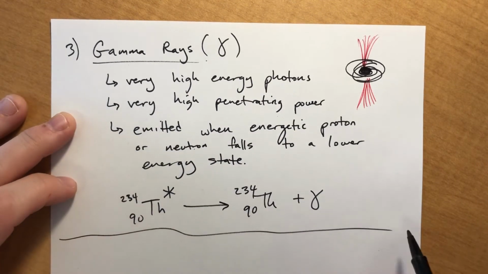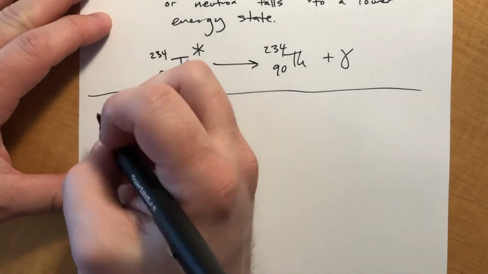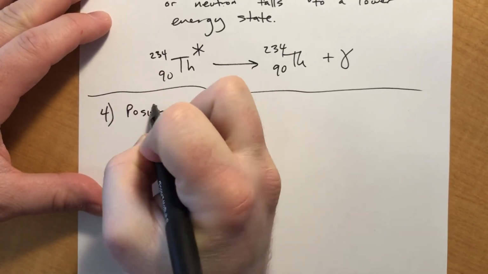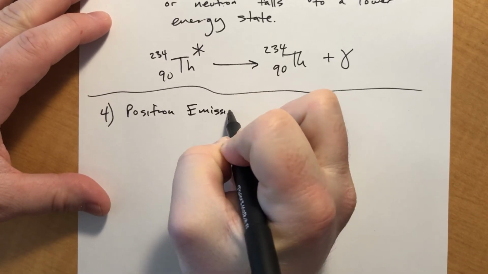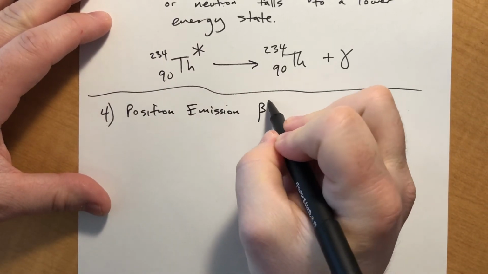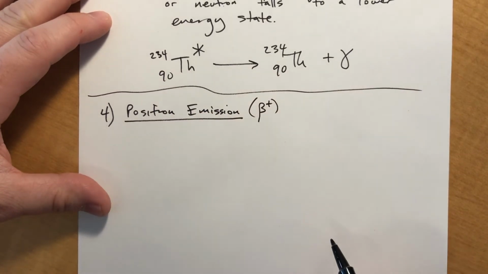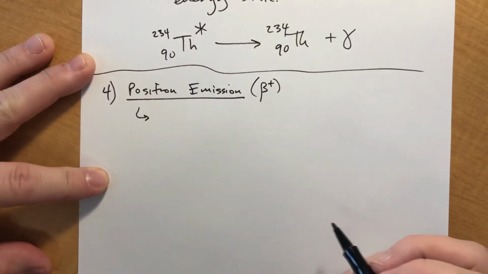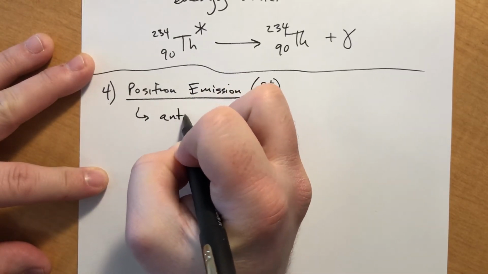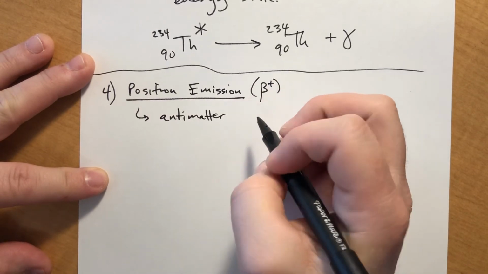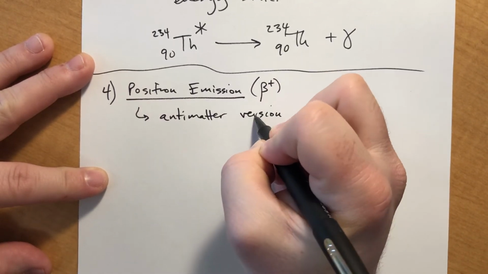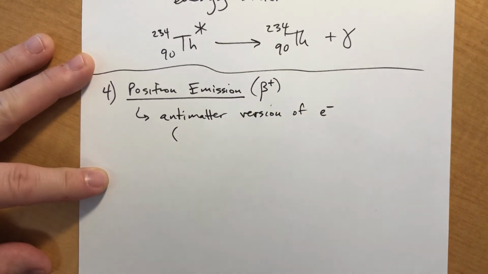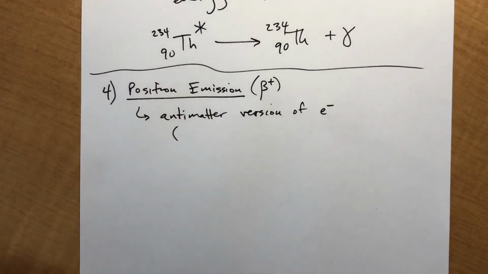All right, keep moving. This video is going to get too long if I don't. Two more. This is a positron emission. And this is essentially a positive version of an electron, so a positive beta particle. It is literally antimatter. It's the antimatter version of an electron. So in other words, it has no mass and it behaves exactly like an electron except that it has a positive charge.